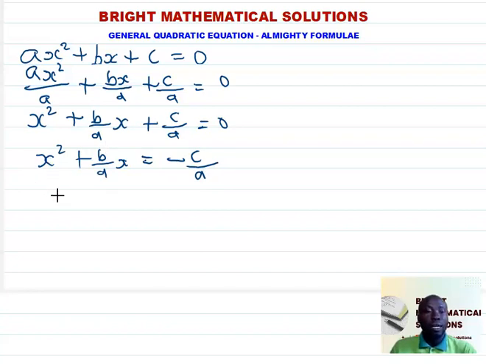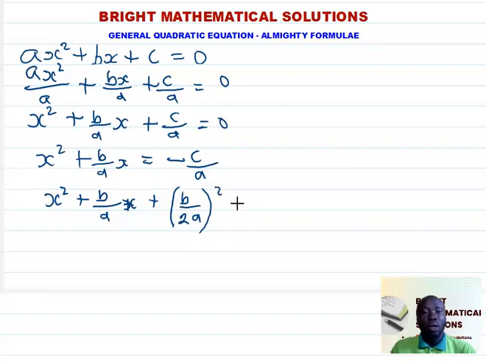The next thing we have to do is to convert what is on the left side into a perfect square, and to do that we are going to add b over 2a all in square, such that the equation will now become x raised to power 2 plus b all over a x plus b over 2a squared equals minus c all over a plus b all over 2a raised to the power of 2.